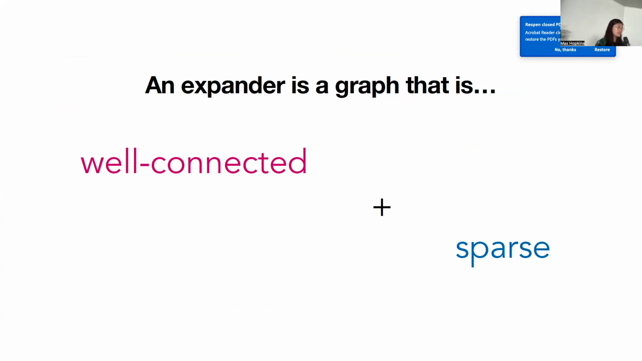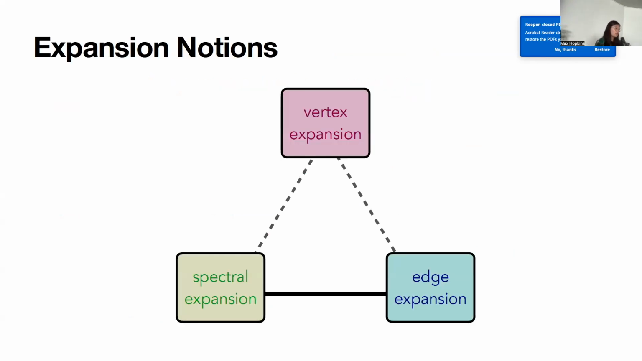How do you formally define this mathematically? There's a bunch of different ways you could define it. Here are maybe the three most common ways, and each different definition will lend itself to different applications. The three most common are probably vertex, spectral, and edge. Vertex is the one we're going to talk about today, and it refers to the notion that every small set of vertices should have many distinct neighbors. Spectral refers to the notion that the second eigenvalue of the adjacency matrix is much smaller than the first. And edge expansion asks that every set of vertices has many edges leaving the set.